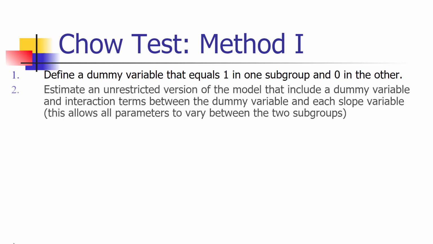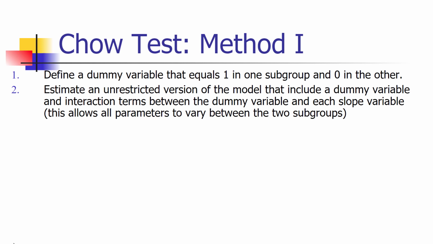condition applies. Then you estimate an unrestricted version of the model that allows all the parameters to be different between those two groups. And to do that, you have to include the dummy variable, and you have to create and include interaction terms between the dummy variable and all of the independent variables in the underlying equation. If the original equation had k slope variables and one intercept term, the new equation will have those k plus 1 parameters plus a dummy variable and an additional k interaction terms, for a total of 2 times the quantity k plus 1 as the number of parameters in this model.